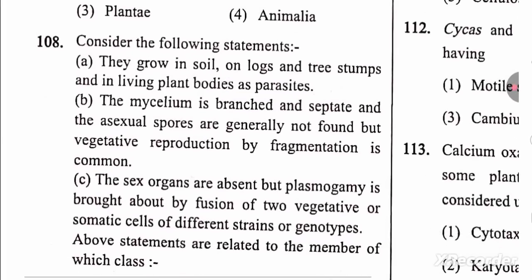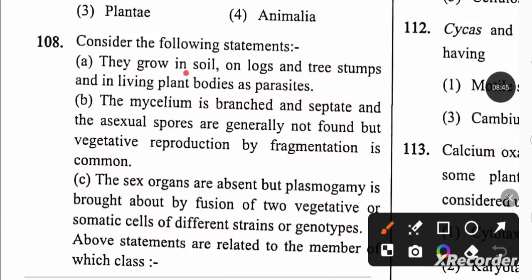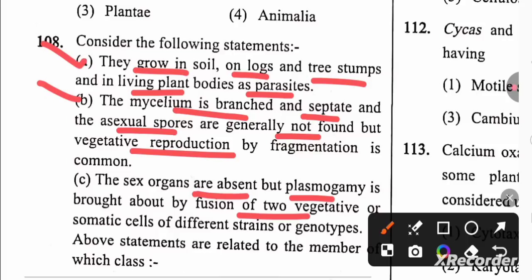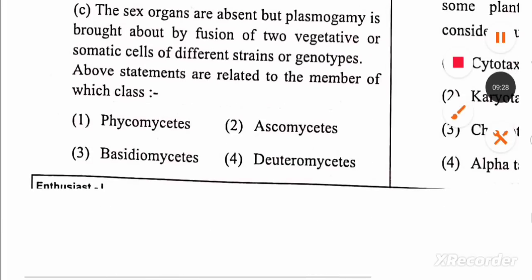Consider the following statements. These are the characteristics of the classification of fungi. They grow in soil, on logs and tree stumps and in the living plant body as parasites. So one of the classes that shows these characteristics is Basidiomycetes. The mycelium is branched and septate, and asexual spores are generally not found, but vegetative reproduction by fragmentation is common. The sex organs are absent. In Basidiomycetes we can find plasmogamy, that is because of the fusion of 2 vegetative or somatic cells. So these are the characteristics of one of the classes of fungi, that is Basidiomycetes.